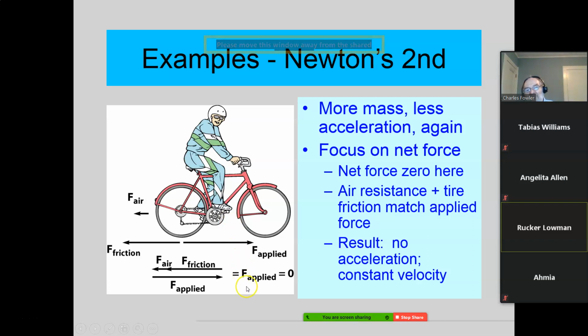No, that means he goes at a constant velocity. If the applied force is 0, then his velocity is constant. Now, if he's sitting there at rest, guess what? There's no friction with the road, there's no air resistance, no applied force, then the applied force is still 0, okay?